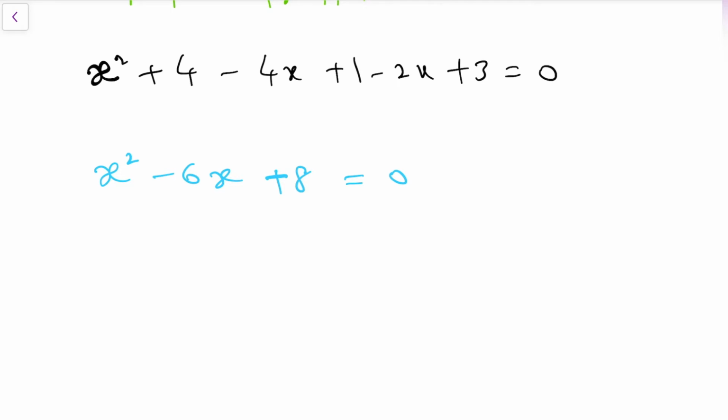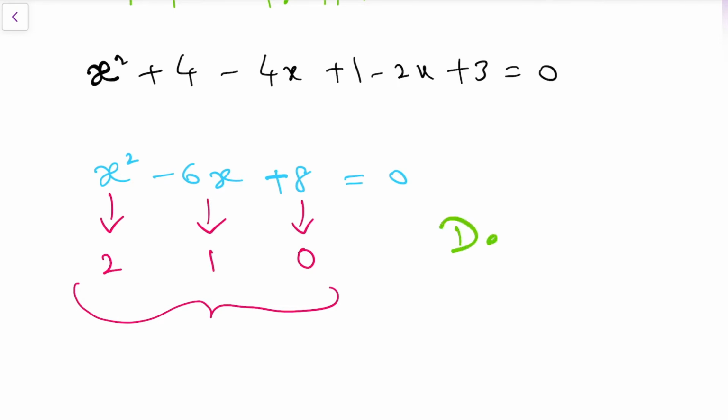So for x², the power is 2. For x, the power is 1. Here 8 is a constant, and the constant's degree is 0. Now out of these three, 2, 1 and 0, the biggest number is 2. So the degree is 2. As I said already, if the degree is 2, it is a quadratic equation. So the given equation is a quadratic equation.